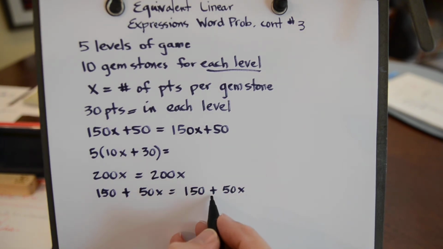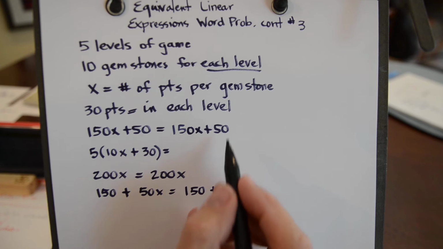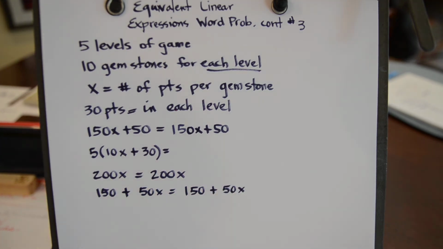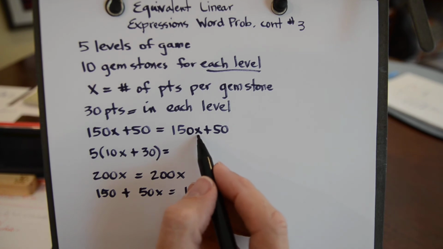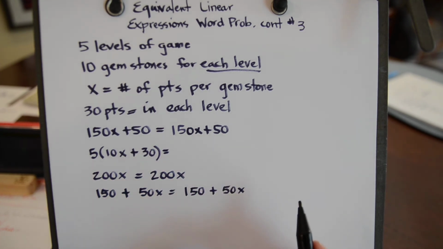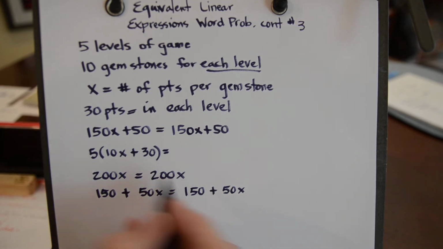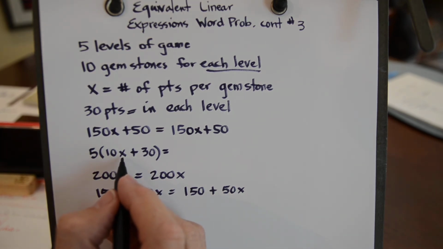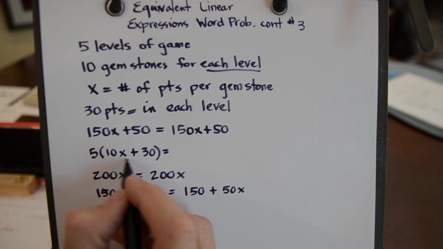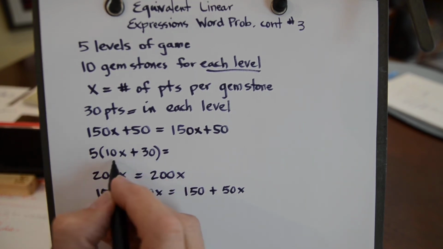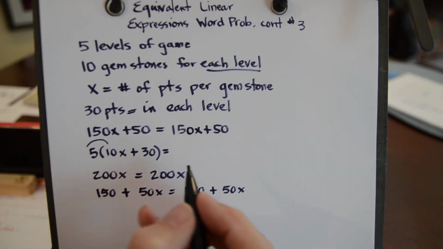Notice this has the same 150 and the same 50, but it doesn't have the variable in the same place. So those two things are not equivalent. So this has already been simplified. Now we're looking to see what this other one is going to be equal to. This is the distributive property because we can't add these together yet. They're not like terms.